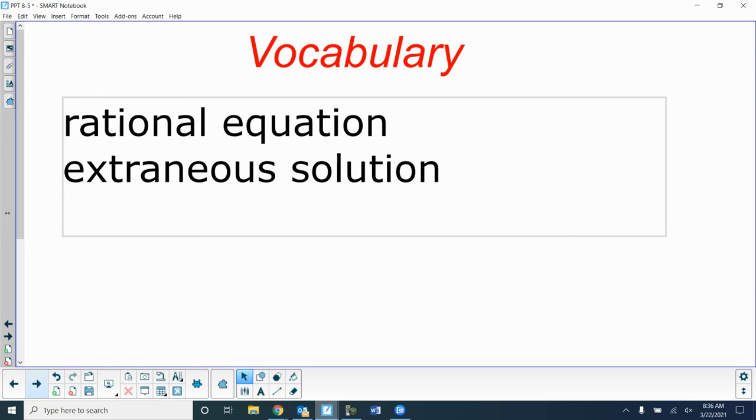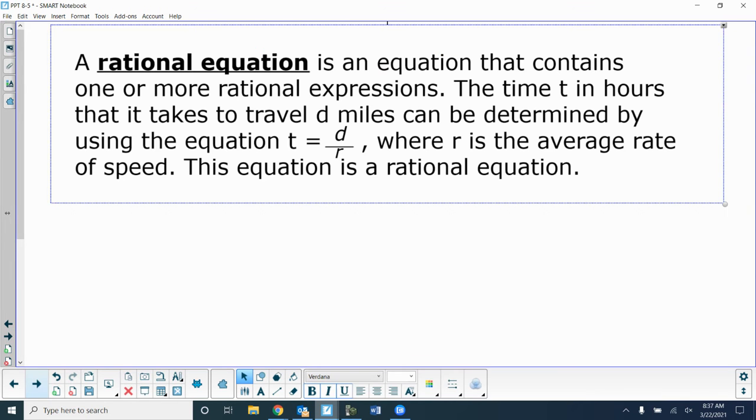So when we solve our rational equation, an extraneous solution is one that when I plug it back in, it gives me 0 in the bottom. It's one I can't use. Okay? So we're going to still be checking that like we have in the past.